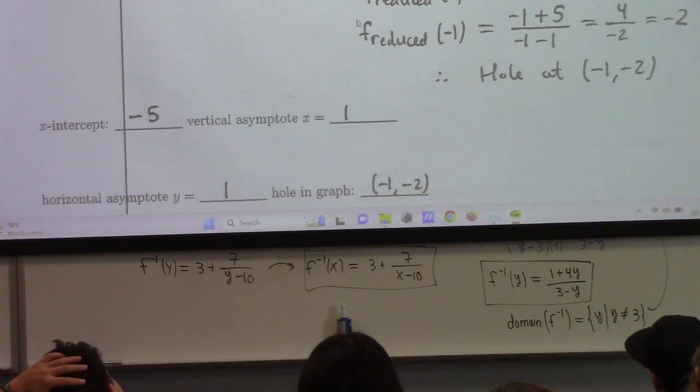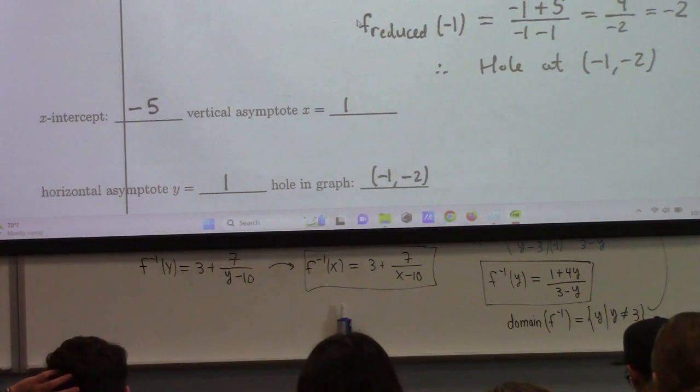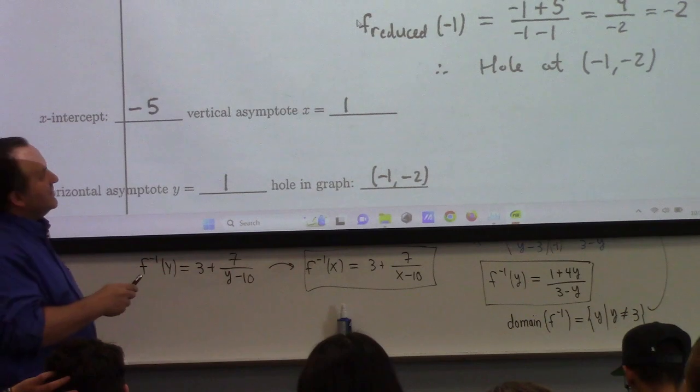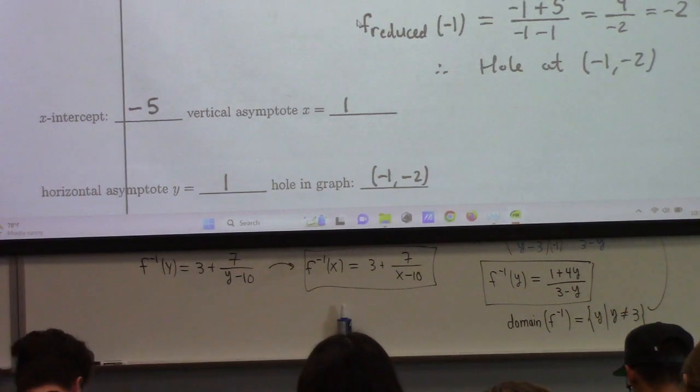Problem 6. So here, I can factor x squared plus 6x plus 5.